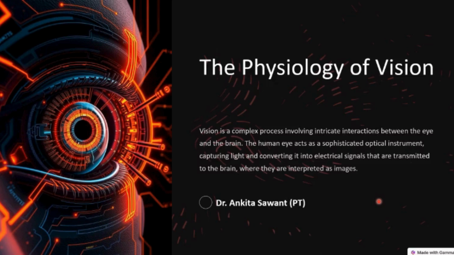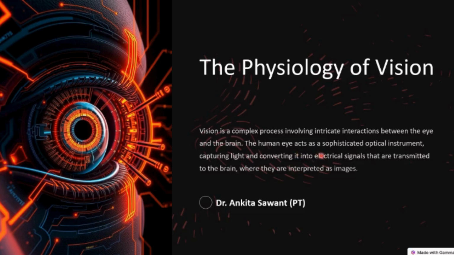So the physiology of vision involves the complex interaction between the eyes and the brain to interpret visual stimuli. The light enters the eye and is focused onto the retina, and is converted into electrical signals that are processed by the brain to form an image. So vision is a complex process which involves intricate interaction between the eyes and brain.